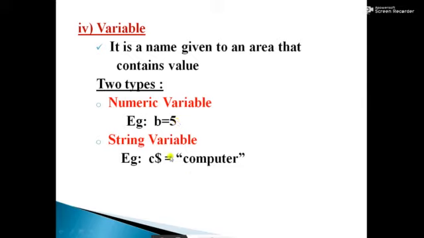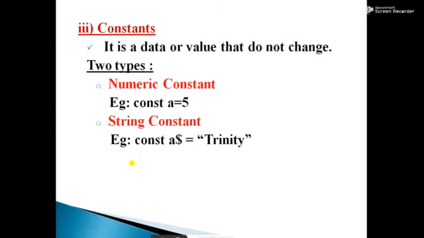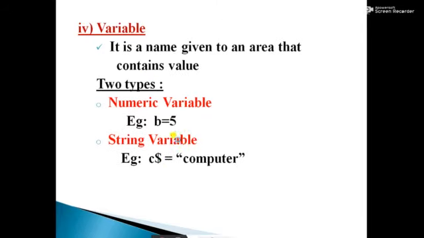I said that when we are assigning a string type value to a variable, the variable must end with the dollar sign. See here, I also use a dollar is equal to Trinity. This is also a variable, but here it is fixed. It does not change. Okay. But it is not fixed, it will be changed. Is it clear, student? I will explain everything, the constant, then variable, then keywords, with the help of the QBasic language.